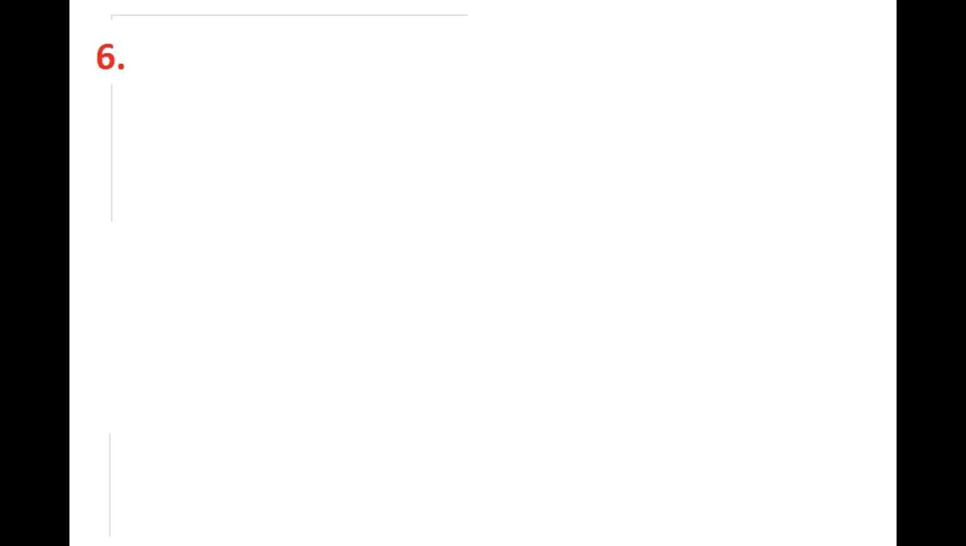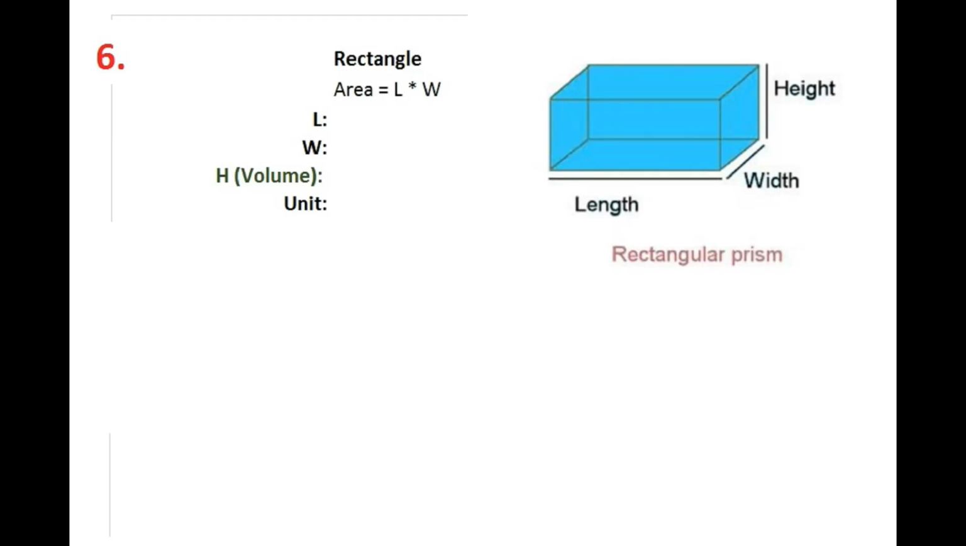All right, with number 6, we're looking at the volume of a rectangular prism. The area for a rectangle is length times width. The volume for a rectangular prism is length times width times height. So let's get our units and our numbers assigned. Our length here is 5, the width is 1.5, the height is 4, and the units here are inches. Okay, so let's go ahead and fill in everything.